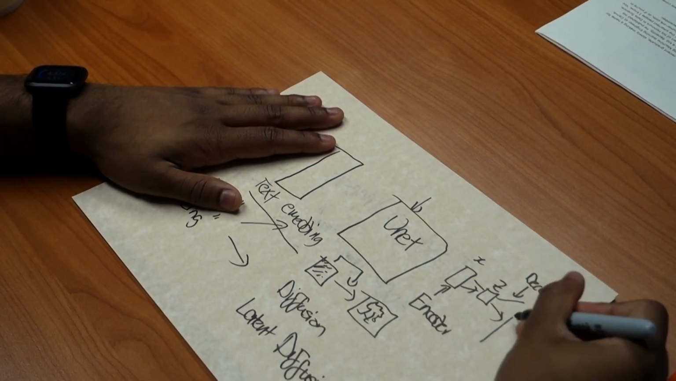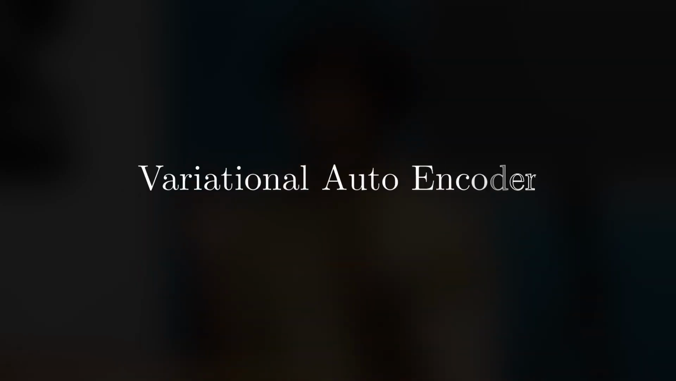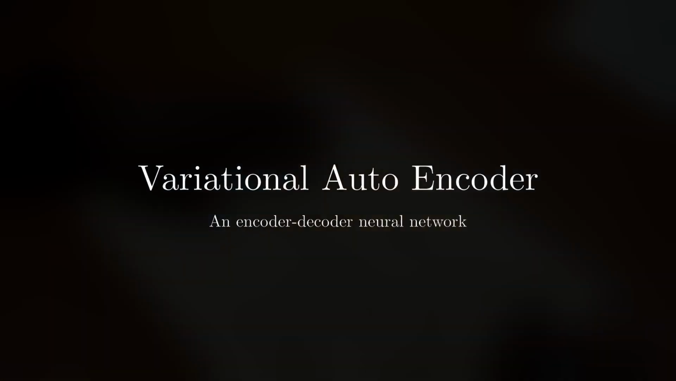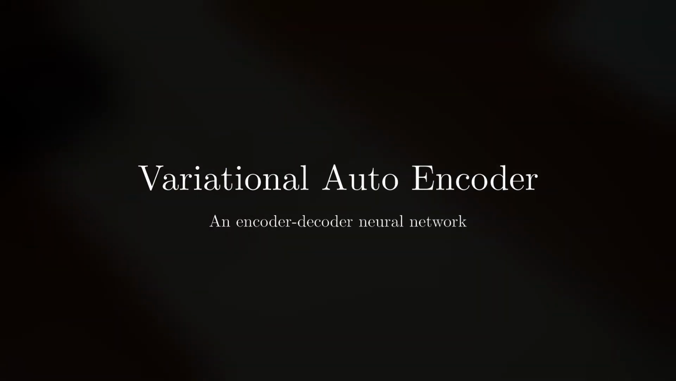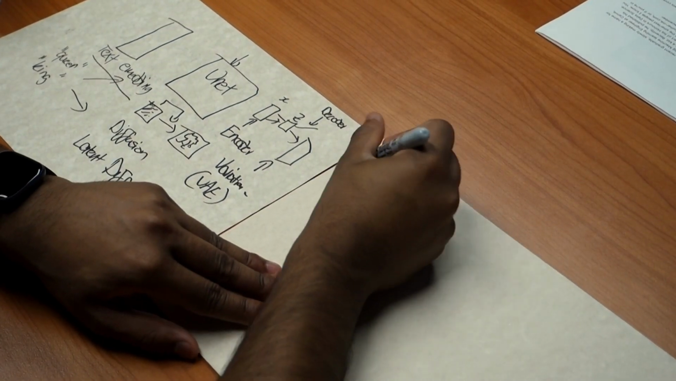The decoder here, which is part of this thing called a variational autoencoder, will turn that latent that has been denoised into our final representation, right? So that'll be our final image here.